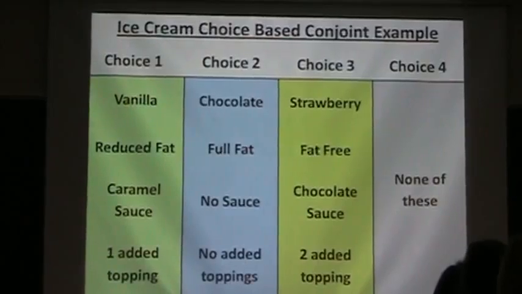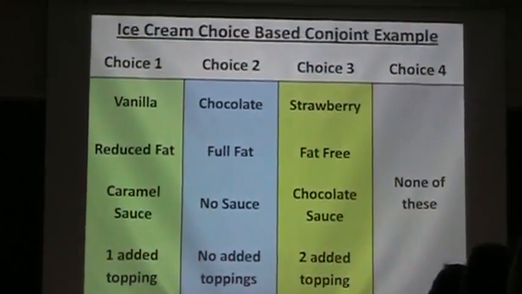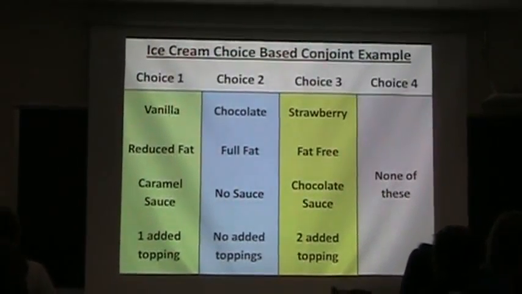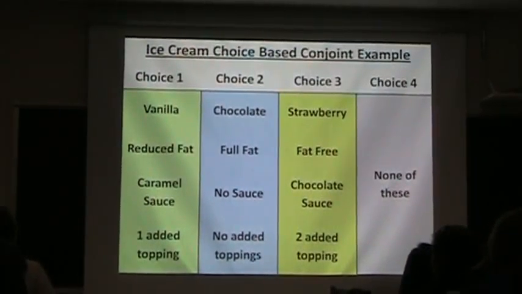So now here's the audience participation part. Okay? So up here, a very simple example of conjoint. I have ice creams, and I have three of them for you, choice 1, 2, and 3. And they differ based upon the flavor, the fat content, whether or not you have a sauce or what type of sauce, and any additional toppings.